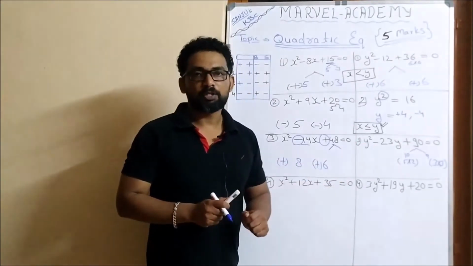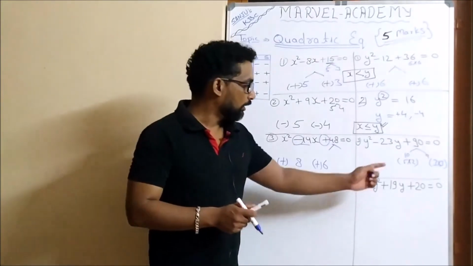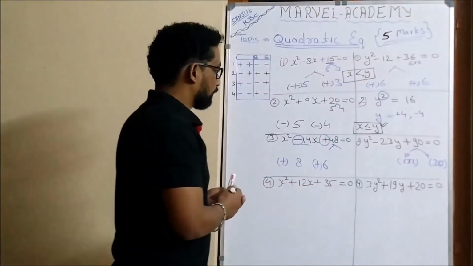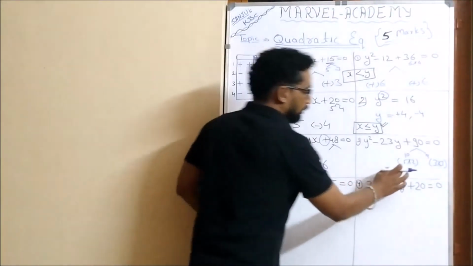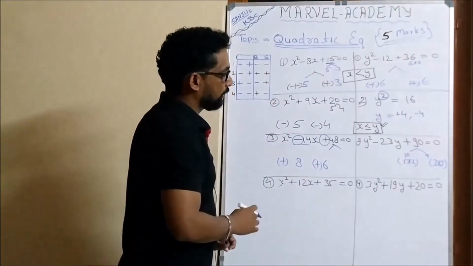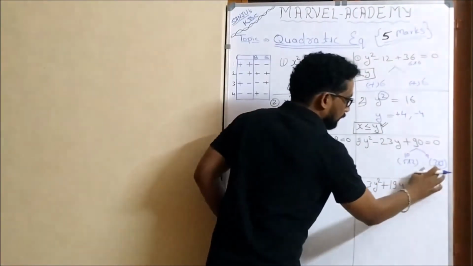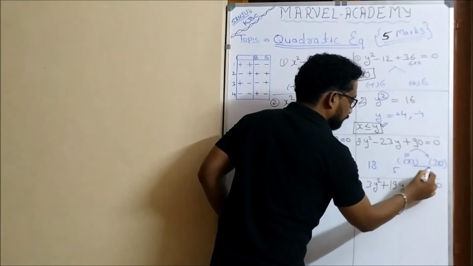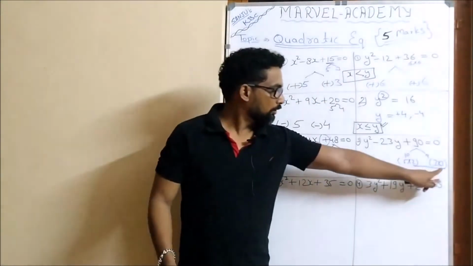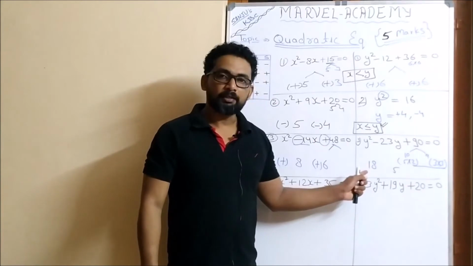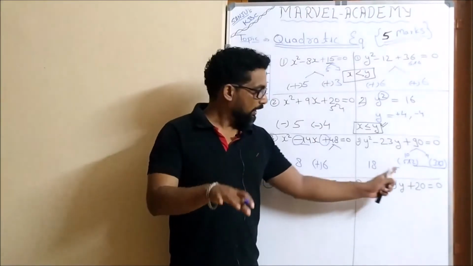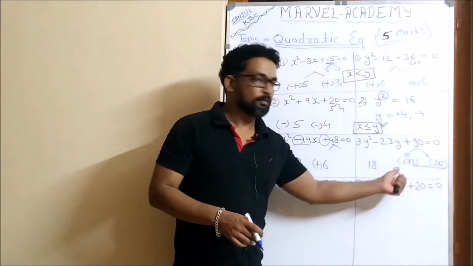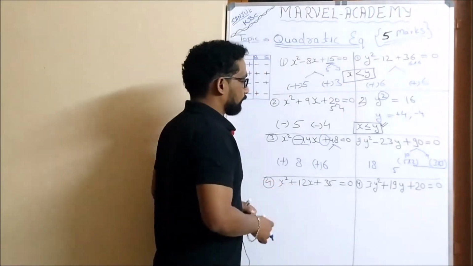Here middle value is 23, that is an odd number, so definitely our one factor would be an even number and another would be an odd number. Okay, so by using this we can make a value like 18 and 5. 3 into 3 is 9, 9 into 2 is 18. 18 is an even number and 5 is an odd number, so 18 plus 5 is 23 and 18 into 5 is 90. Okay.